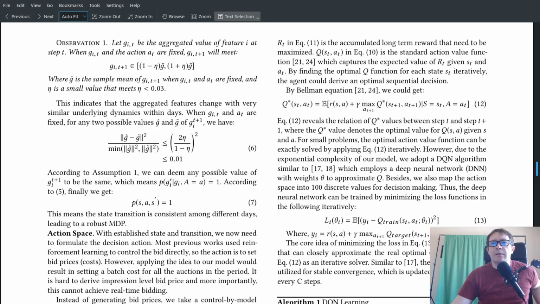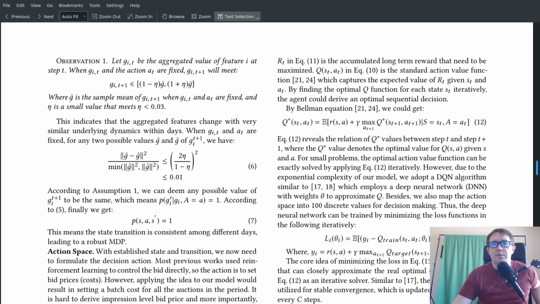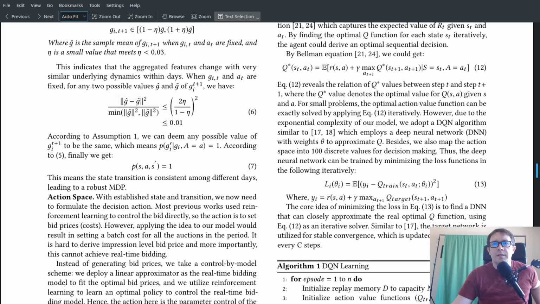And so they say this quantity here, they just take the square, plug this in, and say, according to assumption 1, we can deem any possible value of G sub I superscript T plus 1 to be the same, which means this probability distribution equals 1. Okay, according to equation 5, we finally get P of S, A, and S prime equals 1. And it says, this means the state transition is consistent among different days, leading to a robust Markov decision process.